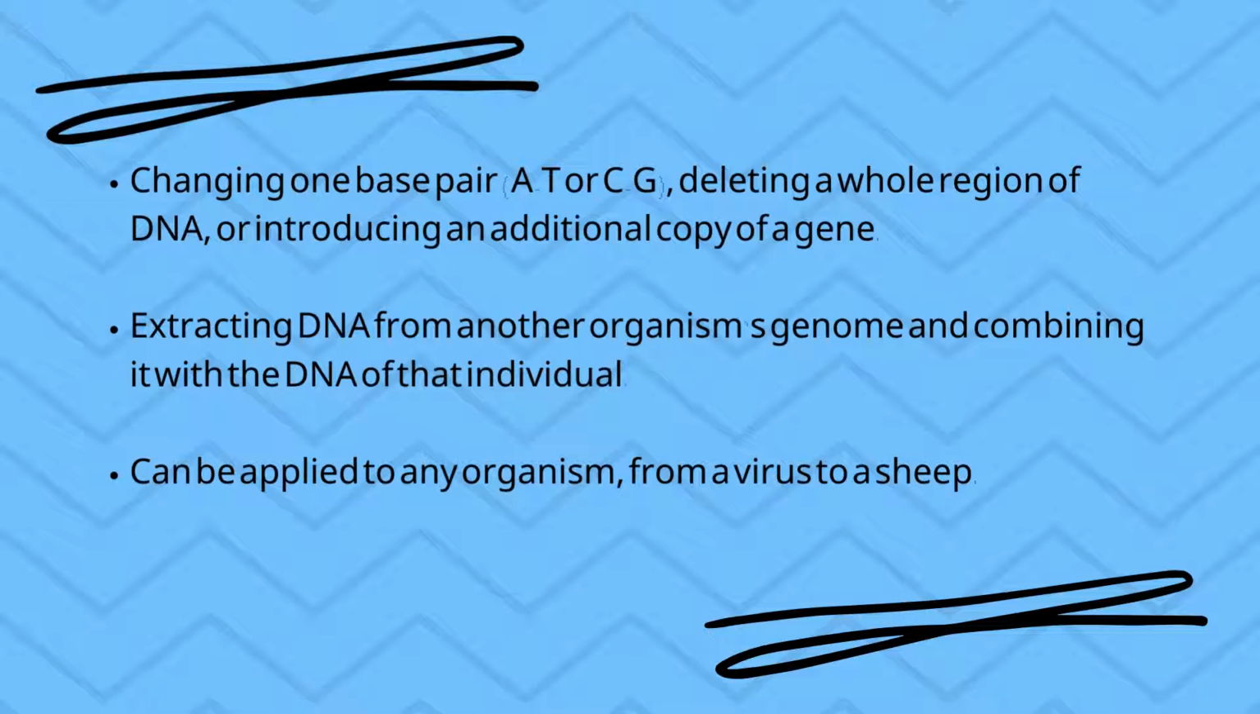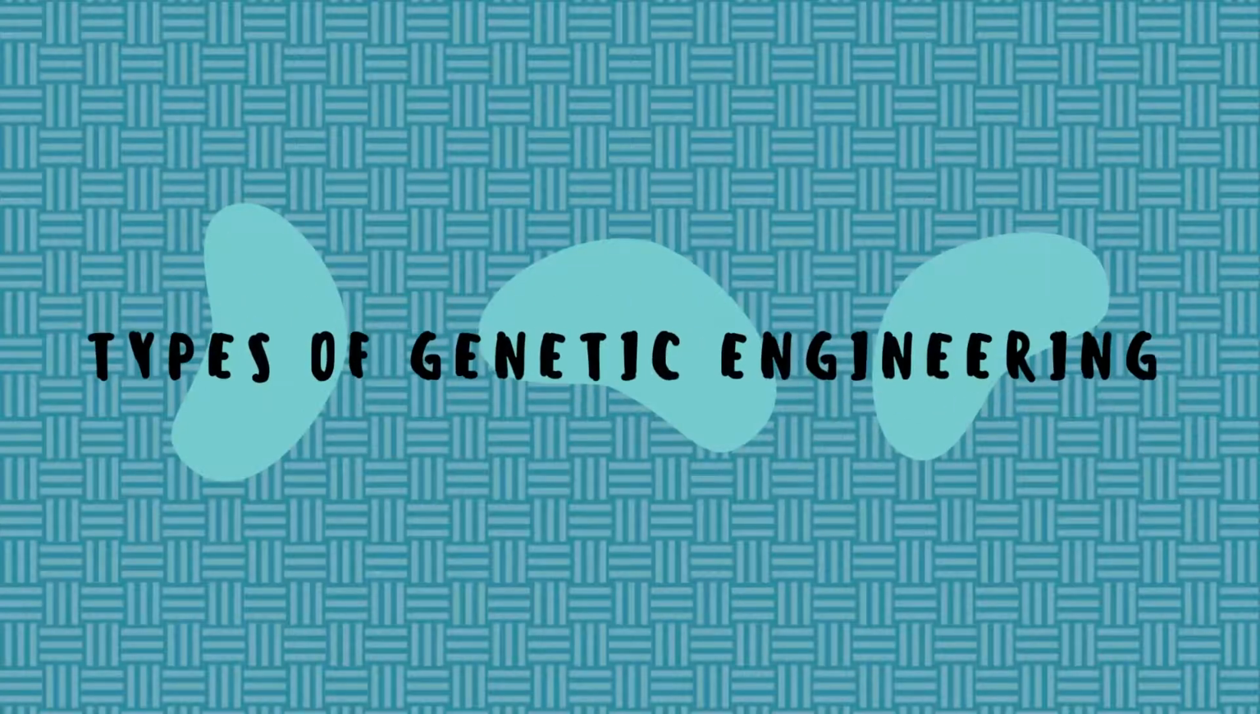Genetic engineering can be applied to any organism, from a virus to a sheep. For example, genetic engineering can be used to produce plants that have a higher nutritional value or can tolerate exposure to herbicides. Now I'm going to talk about the types of genetic engineering. There are many, but I'm going to talk about three.